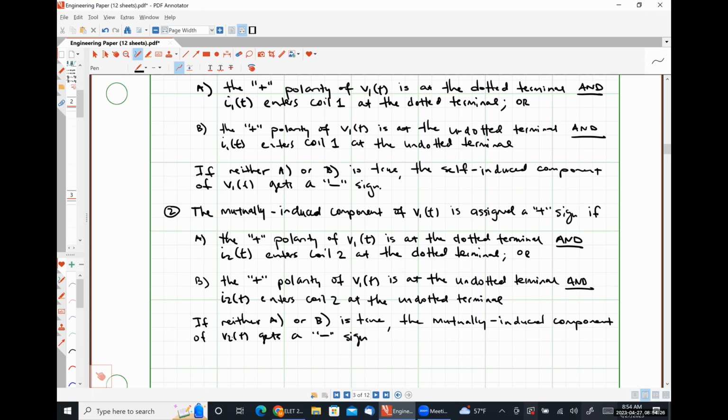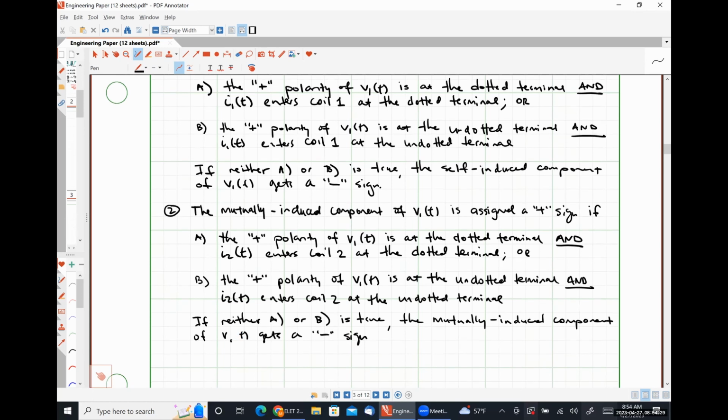Sorry, that should be a V1. So we define everything here for the self-induced part and the mutually induced part of voltage V1. The exact same rules apply for voltage V2 if you replace every subscript 1 with 2 and every subscript 2 with 1 in what we just defined. So it's literally the exact same rules, just change the subscripts.